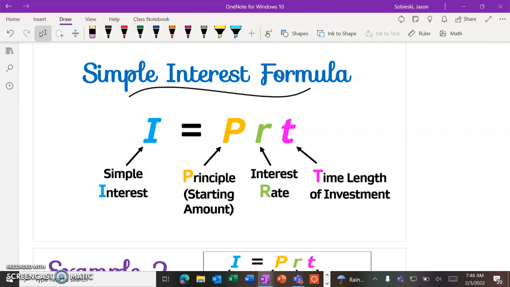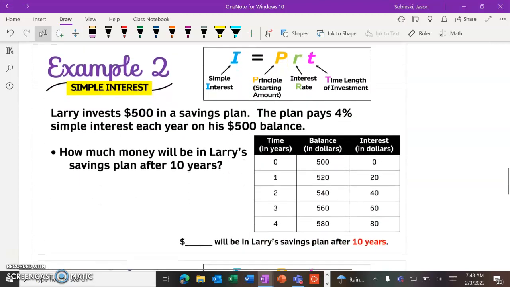And you're probably wondering, why are there so many letters? Where are the numbers? Well, we're going to have to take values from a word problem and plug them into this formula. So if we look at example 2, Larry, again, invests $500 in a savings plan. It's the same interest rate as we talked about and the same balance. We want to figure out what his balance would be after 10 years. So instead of adding rows onto our table, we want to see if we can use this formula. So the $500 that he invests, and let me use the right colors here so it matches up.